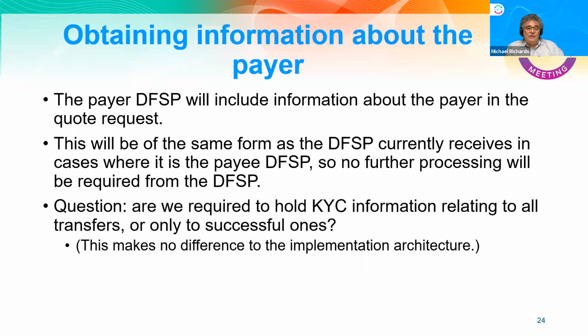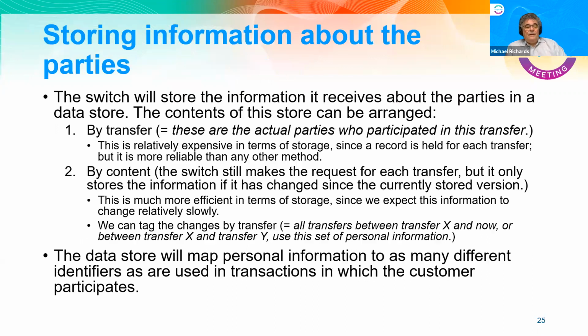So the payer DFSP will include information. So there won't be any further processing required from that DFSP. There is a question that says, are we required to hold KYC information related to all transfers or only successful ones? But there's no architectural difference to the solution there. And then the switch will store the information it receives about the parties in a data store. Now, we can arrange this by transfer. That says these are the actual parties who participated in this transfer. It's relatively expensive in terms of storage, but it's more reliable than any other message.